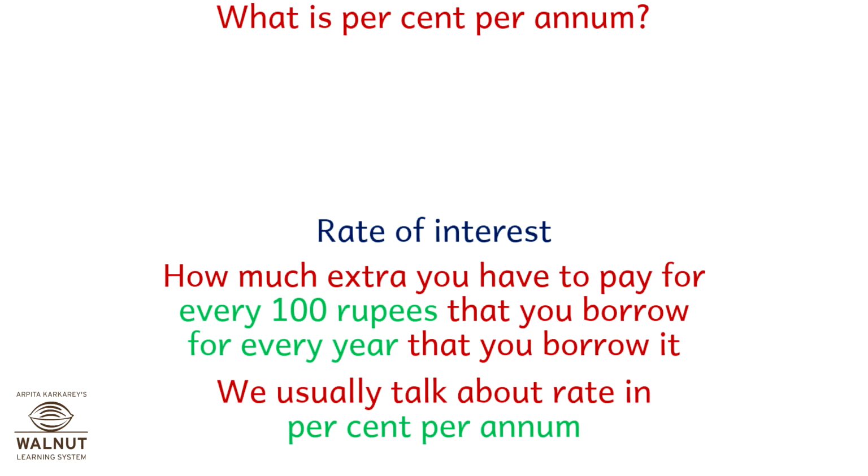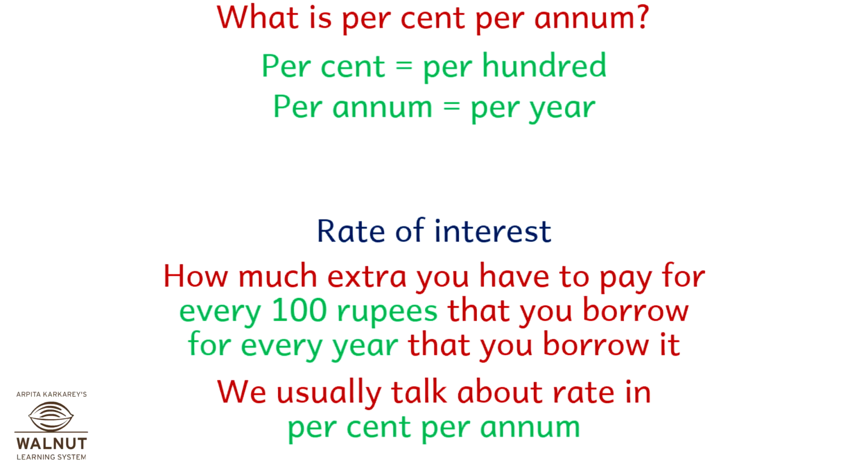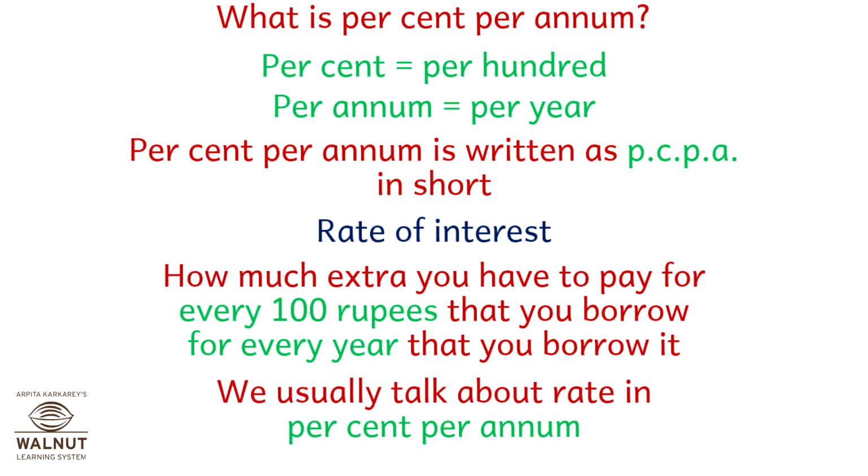What is percent per annum? Percent is equal to per 100. Per annum is equal to per year. Percent per annum is written as p.c.p.a in short.